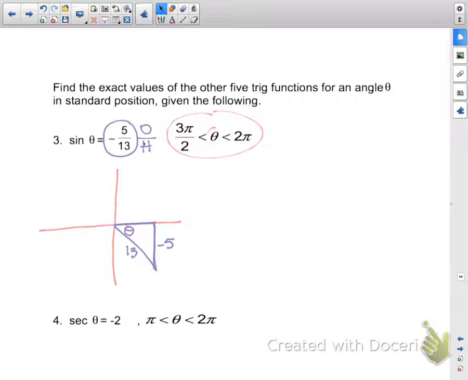So because I have those two sides, how do I find my third side? Pythagorean theorem. So a squared plus b squared equals c squared. What's going to be my third side? 12. All right, take a minute on your paper here and set up your 6 trig identities. Do you have to set up sine? You can, but you don't have to. They gave it to you.